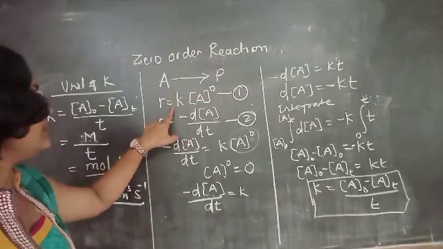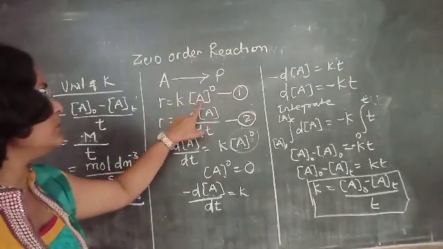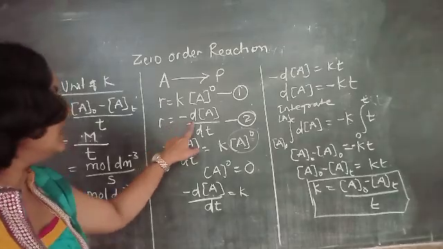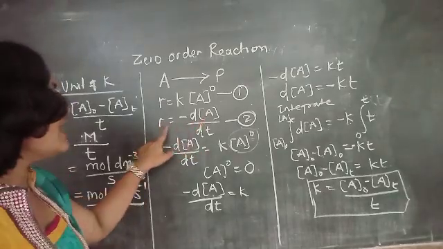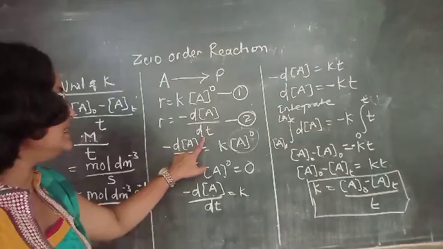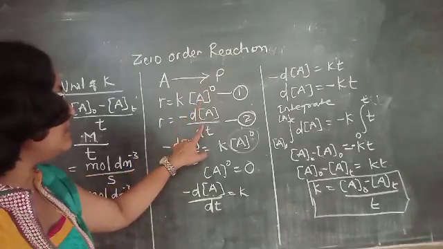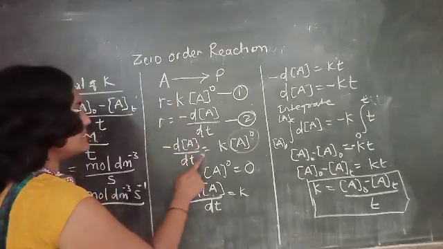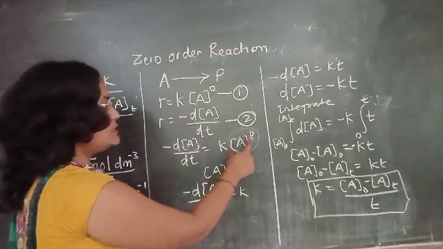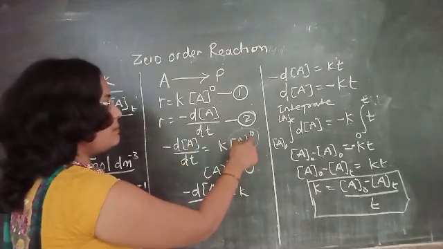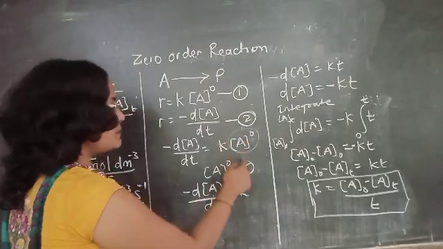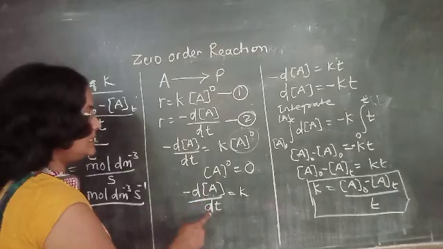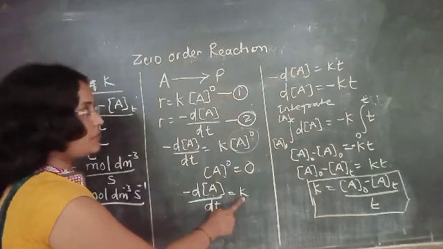So we write down the rate for this reaction. R is equal to k A raised to the power 0, or we can also write it in terms of the reactant, R is equal to minus dA upon dt. From equation 1 and equation 2 we get another equation: minus dA by dt is equal to k A raised to the power 0. But as A raised to the power 0 is 1, this whole term becomes 1, and our equation becomes minus dA upon dt, which is equal to k.